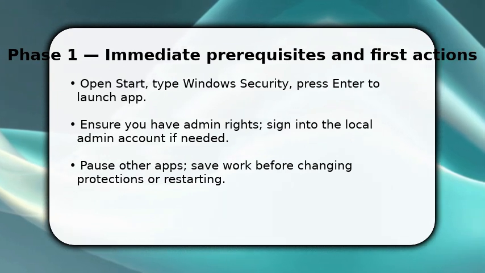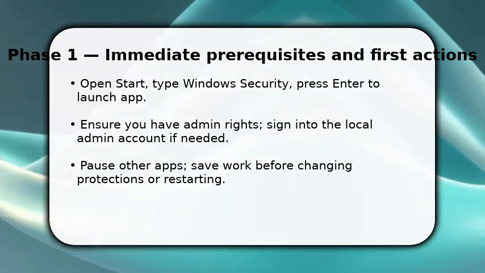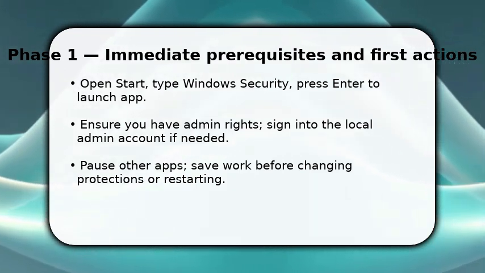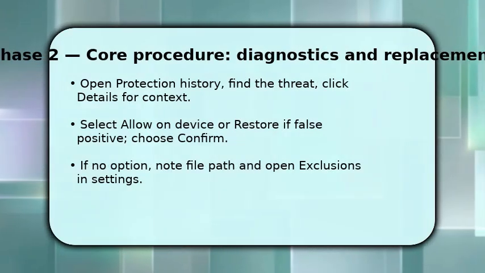First, locate protection history and the detected item you want to manage. Do not close the app. Leave it visible while you prepare the next steps. You now handle the specific detection.